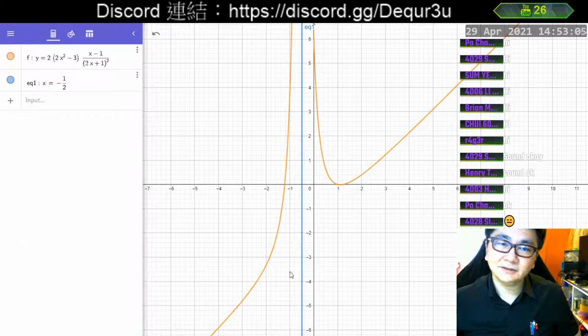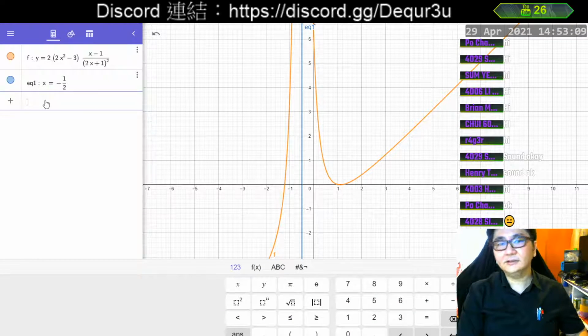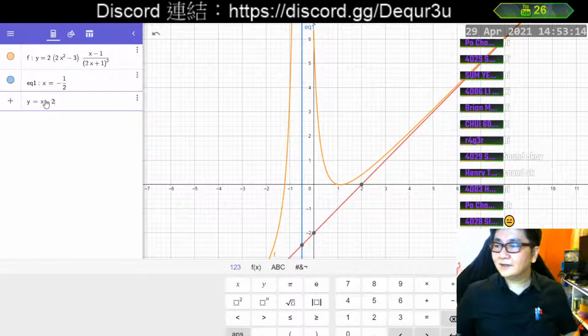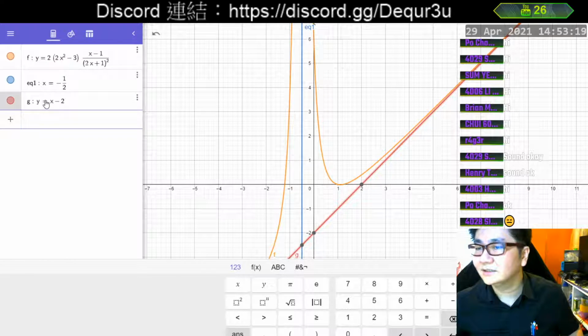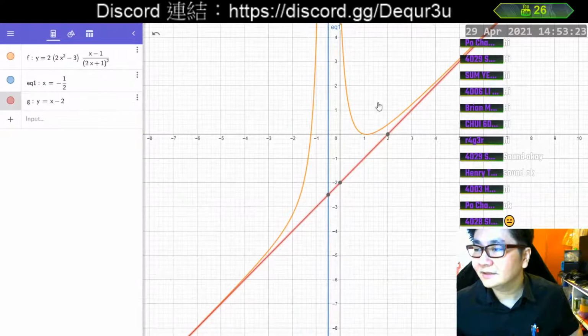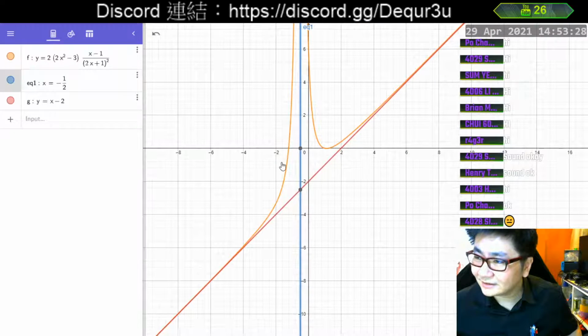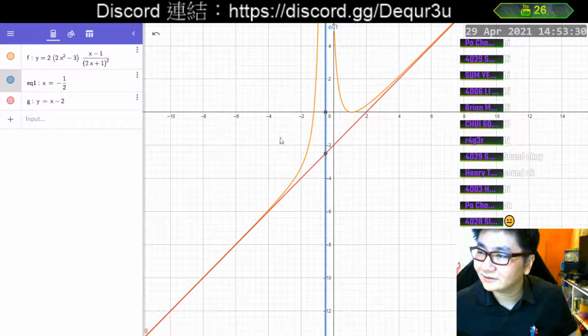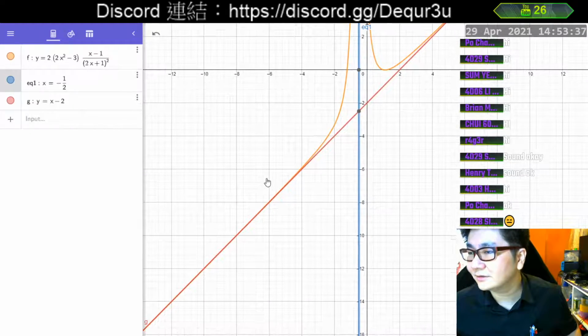Okay, what about the oblique asymptote of this graph? From calculation, we found that it was y equal to x minus 2. And we also see how this asymptote may look like. So I plot in red the y equal to x minus 2. Then you can see from the Geogebra how the asymptote may look like. So pay attention to the orange graph and also the red straight line, the so-called asymptote.